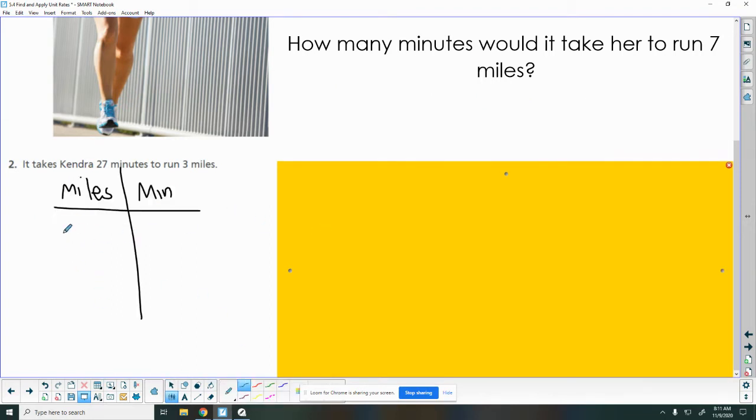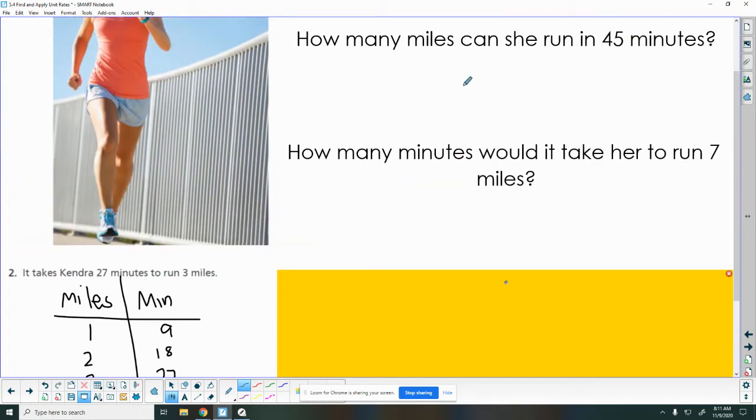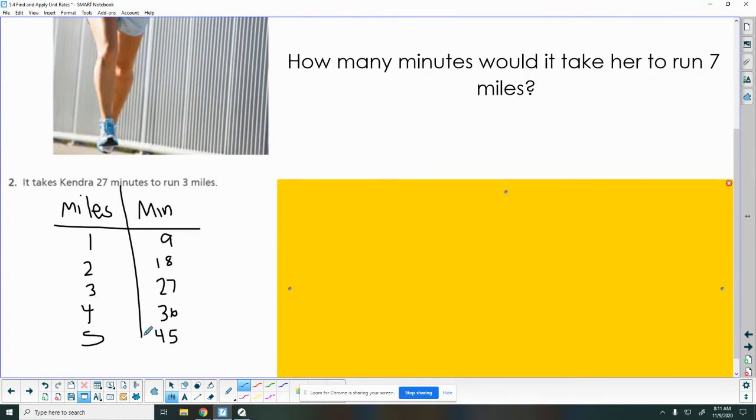We're back in business here. So I know in 1 mile, it takes her 9 minutes. So that means 2 miles would be 18 minutes. 3 miles is 27. 4 miles is 36. 5 miles is 45, which is what we found up here. We said in 45 minutes, she could run 5 miles.